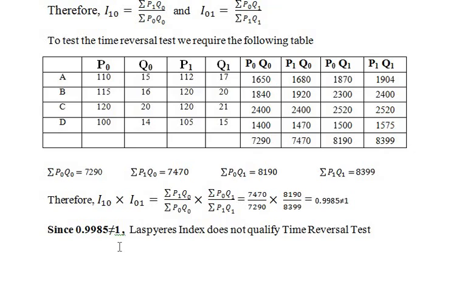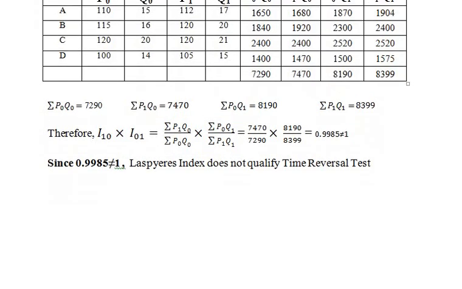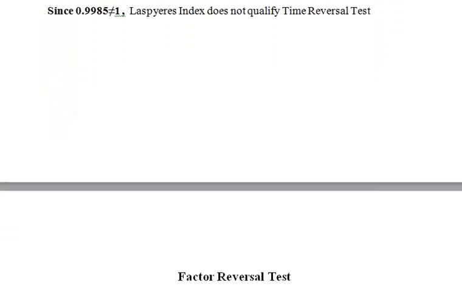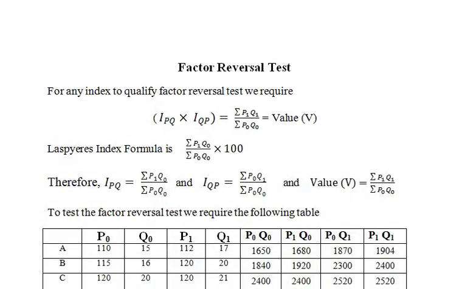our conclusion will be, since this value is not equal to 1, Laspeyres index does not qualify the time reversal test. When the value is exactly equal to 1, then we can say it qualifies the time reversal test. So here we have tested for Laspeyres, you can test for Paasche also and see whether it follows or not. Now let us move forward and we'll see the factor reversal test.